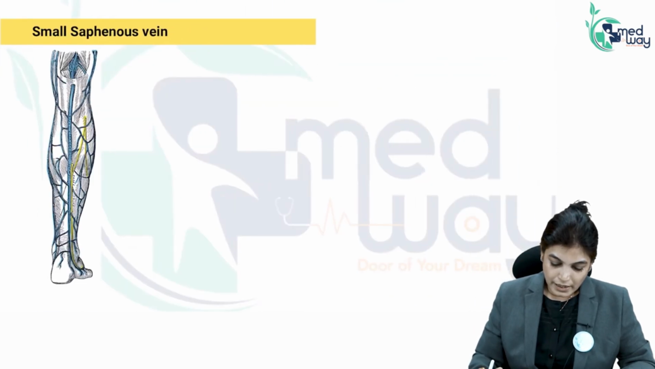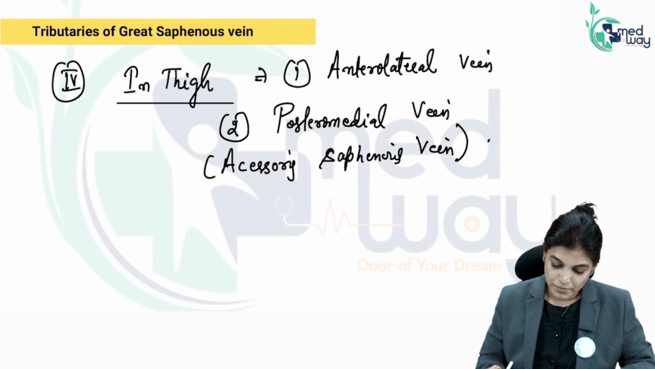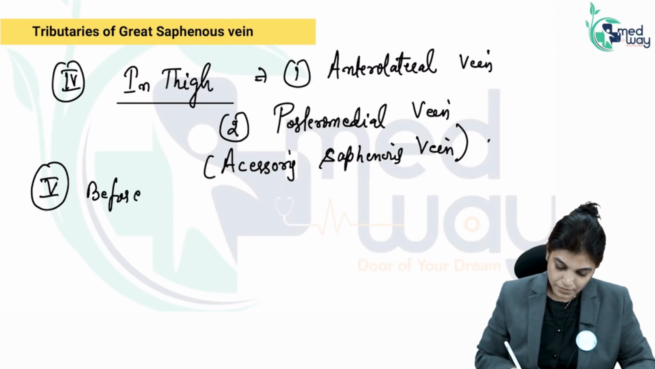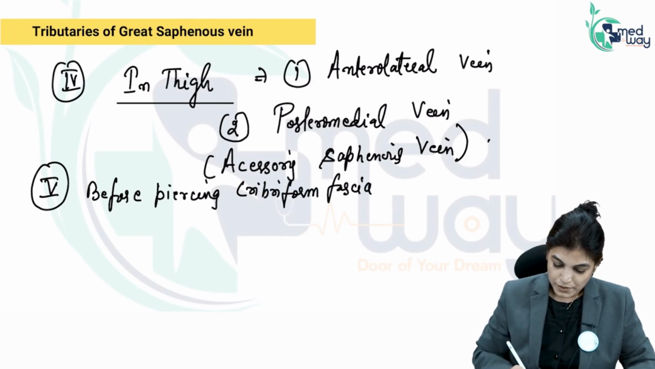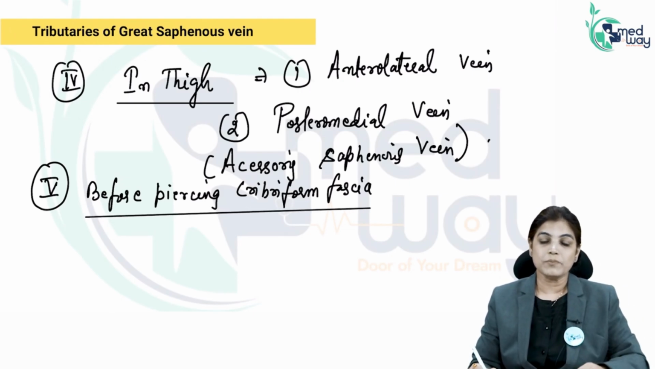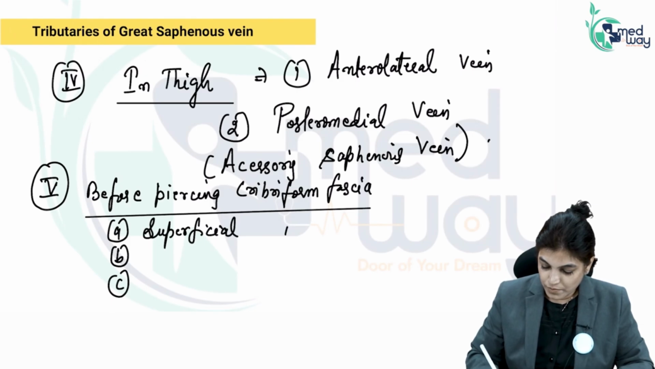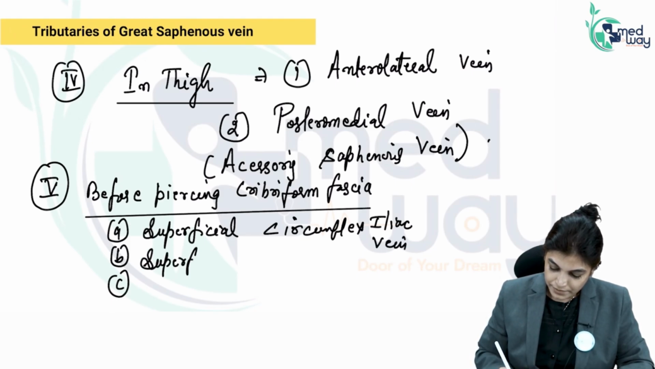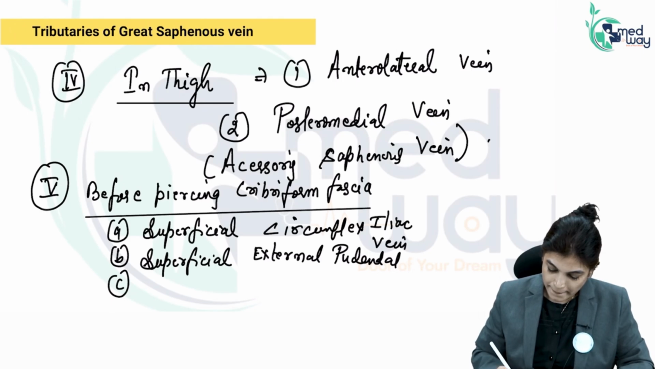Now talking about the other one, the fifth, just before piercing the cribriform fascia. If you want to write, you can write fifth one, just before piercing cribriform fascia. Before piercing cribriform fascia, we have got 3 superficial veins. Actually, these 3 superficial veins are corresponding with the superficial branch of femoral artery, and they are A, B, C. Please write down the names. They are superficial circumflex iliac vein, superficial external pudendal, and superficial epigastric vein.